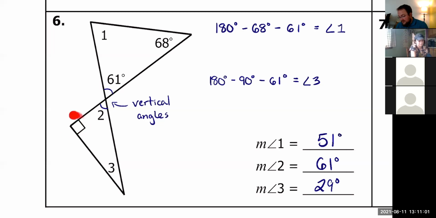That box right there tells me that that angle's 90 degrees. These two were both 61 because they're vertical. So the 90 and the 61, we subtract from the 180. And that just leaves us with a little bitty angle 3.